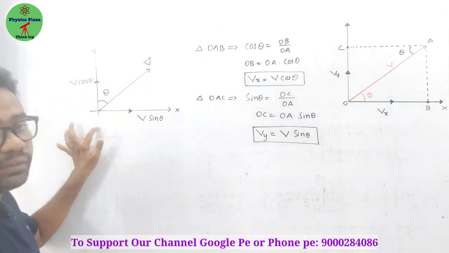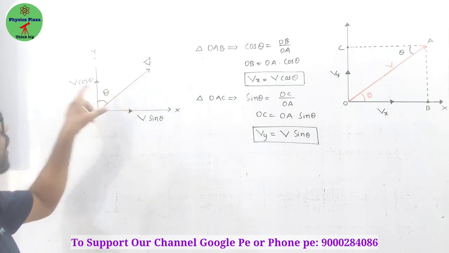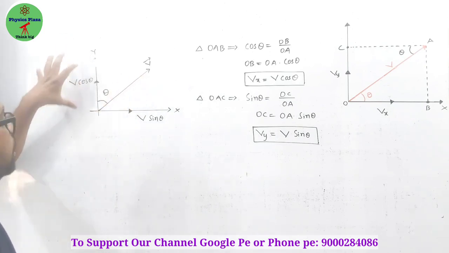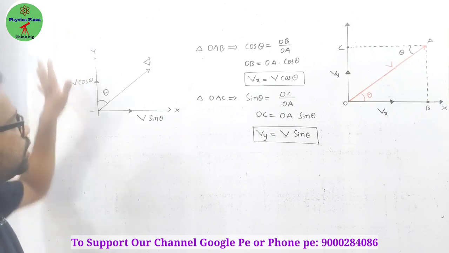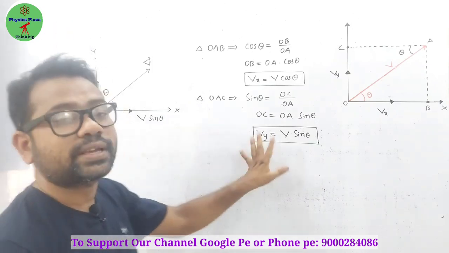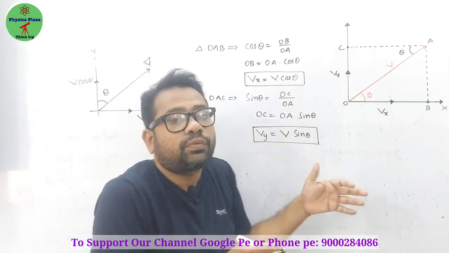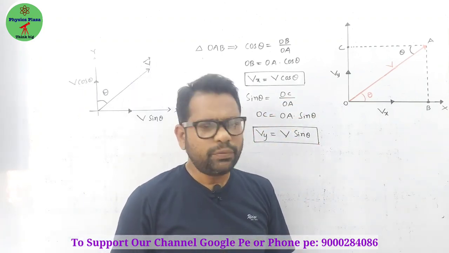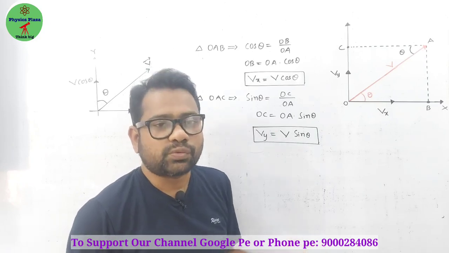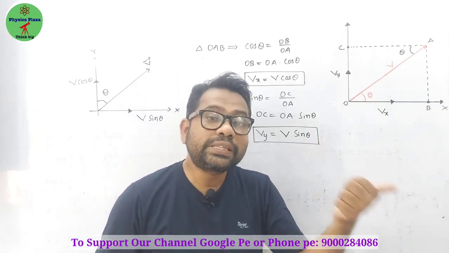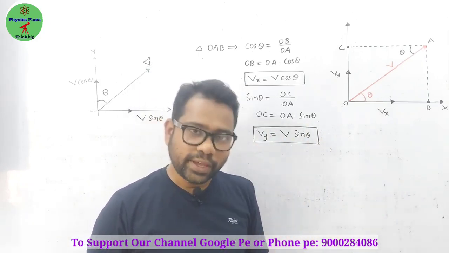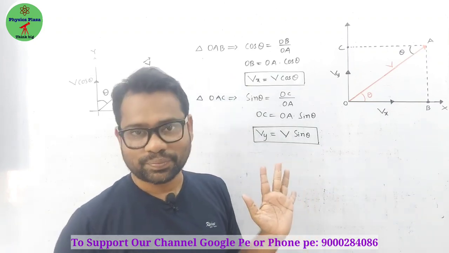But in this case, this vector is making an angle theta with the y-axis, so the horizontal component will be along the y-axis, and the vertical component will be along the x-axis. Is that clear? So this is how we can resolve the vector into two components. If it is in space, you also get a Vz. Vx, Vy, Vz. Is it clear?